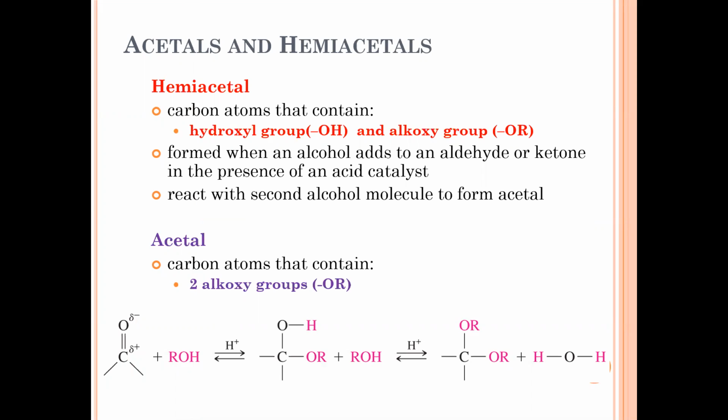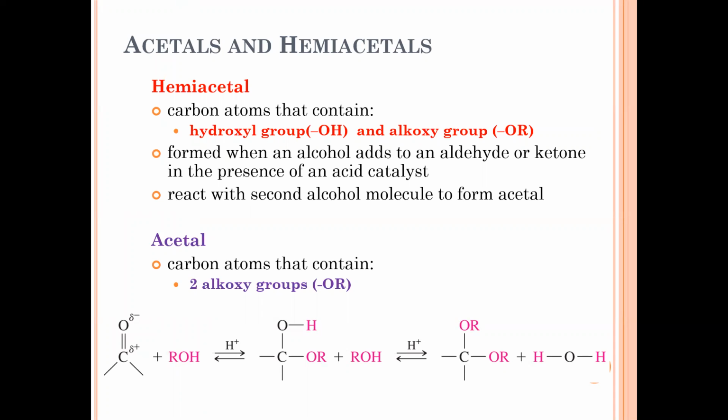I know this can be a little bit of a strange concept, but a hemiacetal is a carbon atom that contains a hydroxyl group, they have to contain an OH, and an alkyloxy group, which is the OR. So an oxygen attached to some other carbon-based group, like we saw in ethers. So this could be a methyl or an ethyl or a propyl. Now they're formed when an alcohol adds to an aldehyde or a ketone in the presence of an acid catalyst. So we have an aldehyde or a ketone, and we add an alcohol, and we're going to make what we call a hemiacetal.